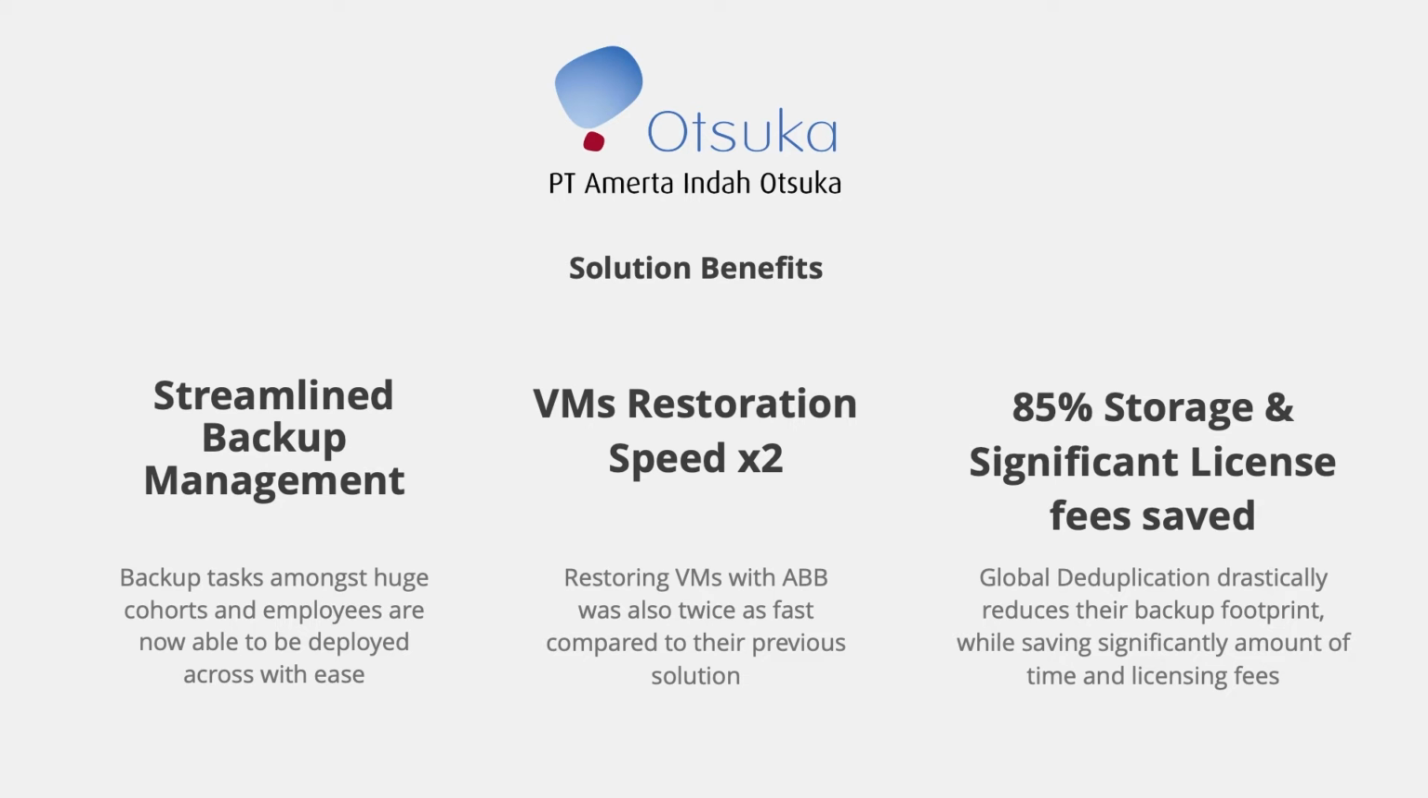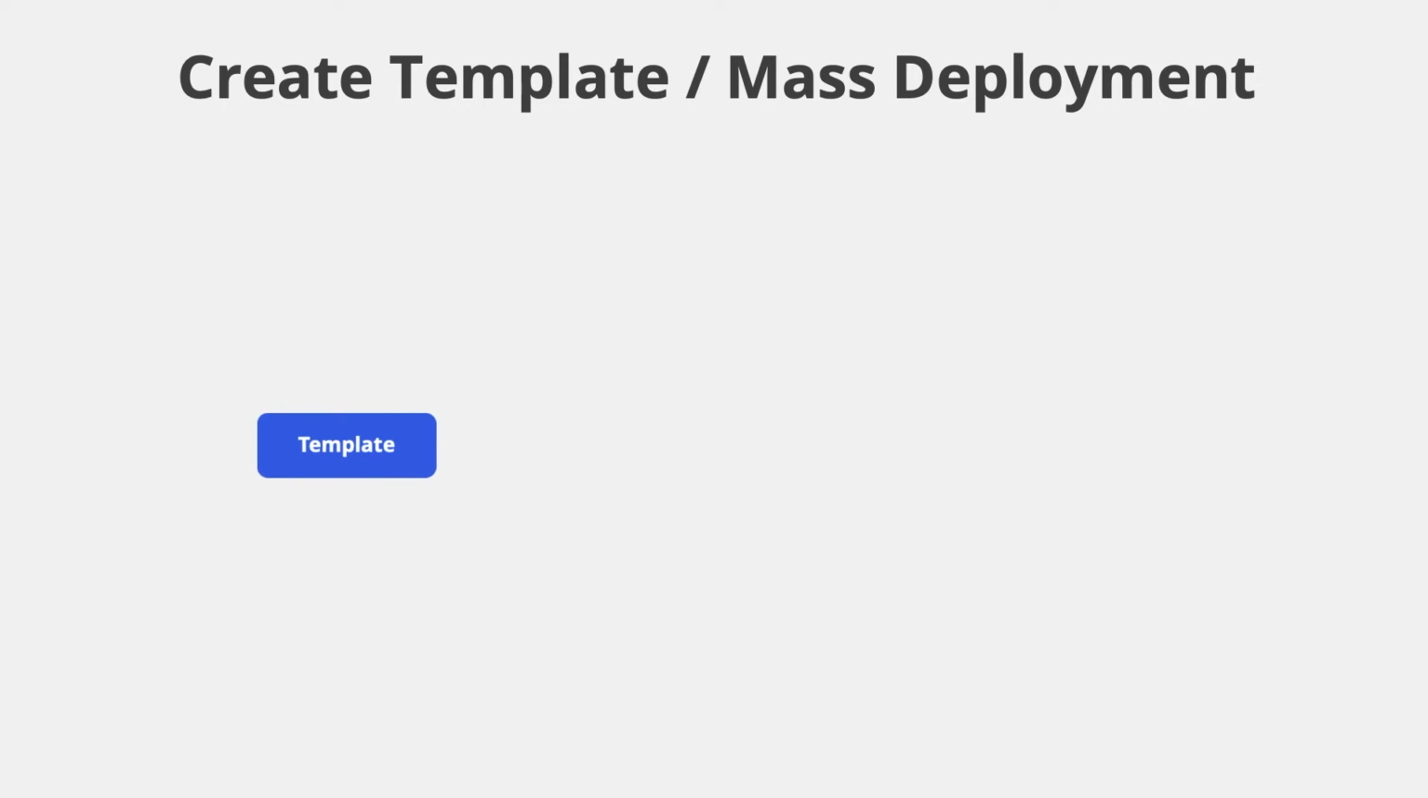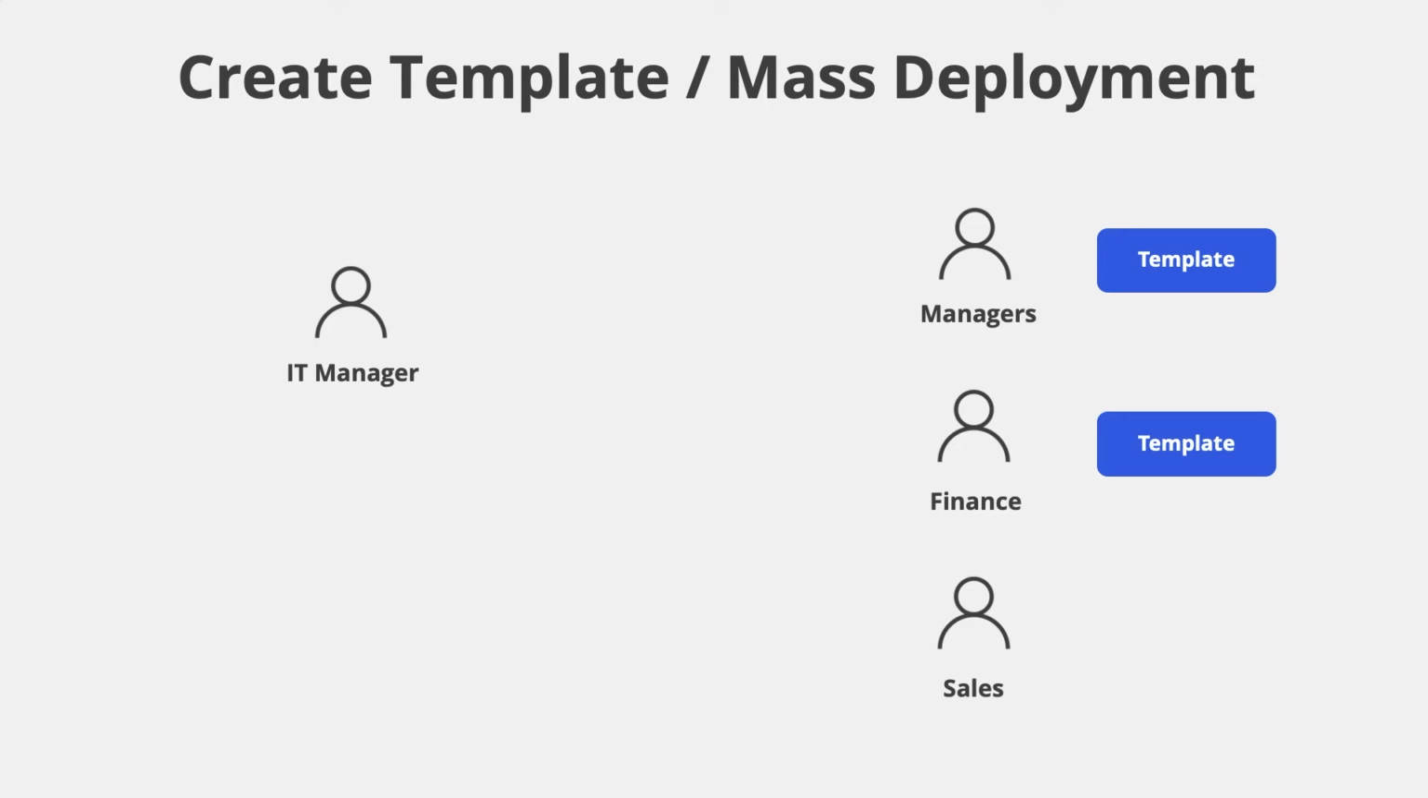Now, let's look specifically at how Otsuka Indonesia streamlined IT management. With the template feature in Active Backup for Business, IT managers can easily create templates, configure the privilege and policy for the user groups, and have the templates deployed to different departments accordingly. So you don't need to worry about having to back up 10 or 100 PCs. The effort is the same. Each user just needs to have the ABB Desktop Agent installed on the PC and enter the server IP address and login credentials. Then, the backup task will automatically start running according to the templates configured by the IT admins. Easy as 1, 2, 3.